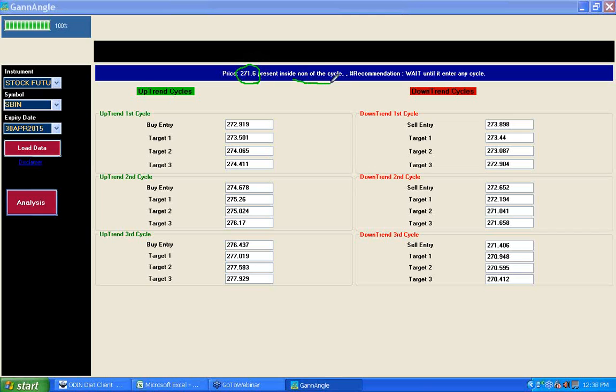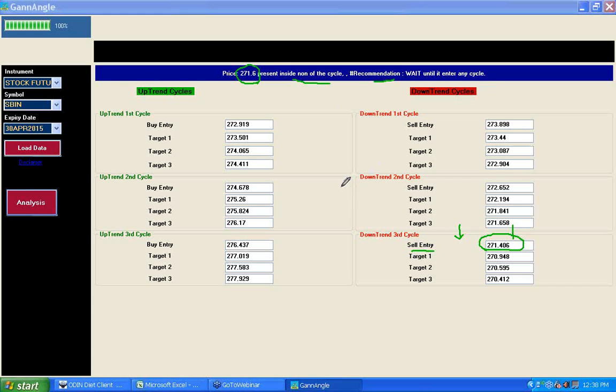Inside it presents none of the cycle. So if you just compare, this is 71.6, so it is downward target 3, it has penetrated. However, it has not entered the third cycle, which is 271.4. So it has achieved all the targets in the second cycle of our downtrend, but it has not entered the third cycle. It is saying that currently the price has not entered any of the cycle. Recommended, you can wait until it enters the cycle.